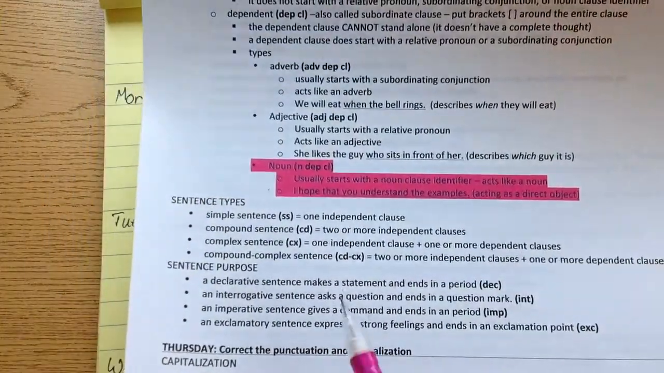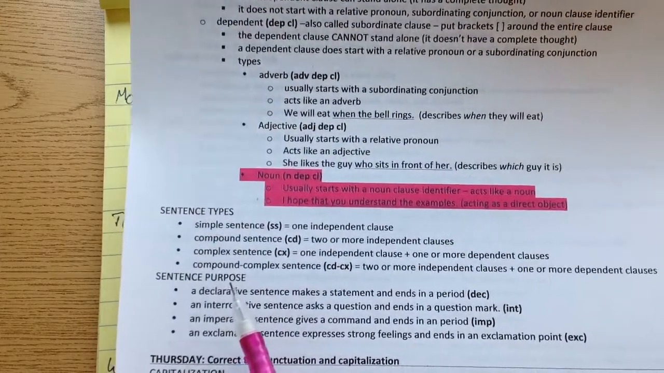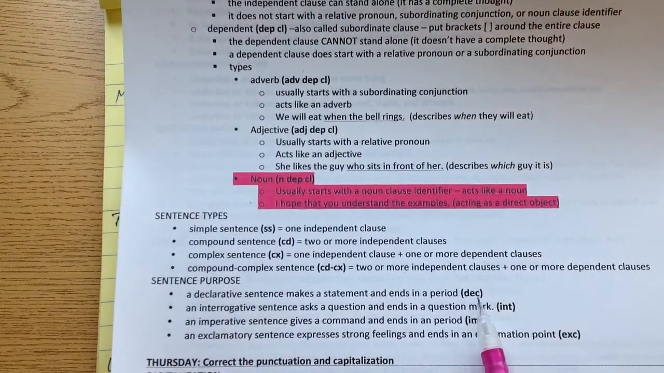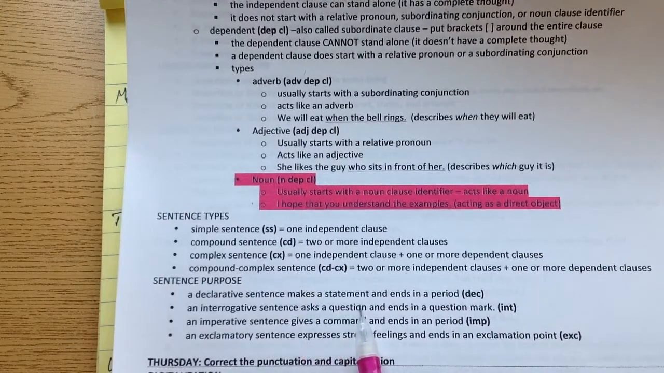Then I'm going to go back, and the last thing I need to do for Wednesday is look at sentence purpose. Is this declarative, interrogative, imperative, or exclamatory? Declarative makes a statement. It ends in a period. Interrogative asks a question, ends in a question mark. Imperative gives a command and ends in a period. Exclamatory, strong feeling, exclamation point.